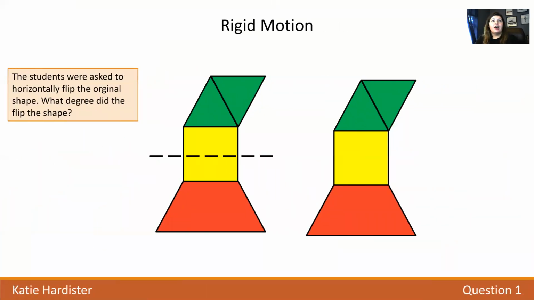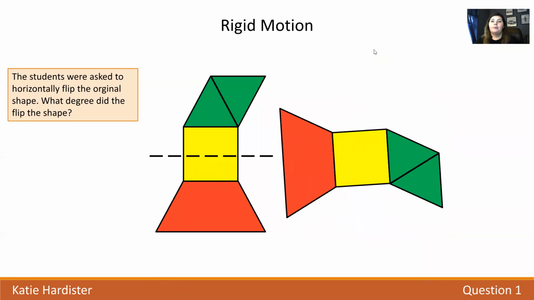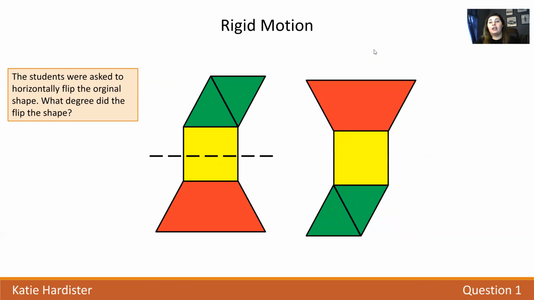So for our first question, the students were asked to horizontally flip the original shape. And so our question is, what degree did they flip the shape? We see the original image here on our left-hand side, and let's watch the students as they flip the shape. So the students have flipped the shape, and at this point, we're wondering, did they actually flip it horizontally? And if not, then what degree did they flip the shape? I would say that they did not flip the shape horizontally.